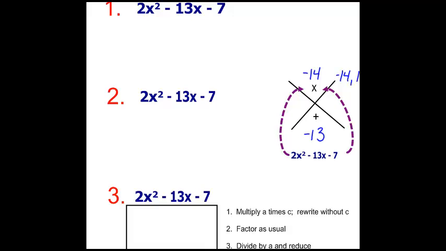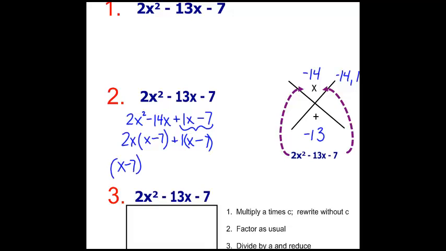I'm going to rewrite this as 2x squared minus 14x plus 1x minus 7. And when I factor out the 2x, I'm left with x minus 7. And this is also coincidentally just x minus 7 times a 1, right? So I can factor out my x minus 7 out of both terms. Those are my twin factors. And what's left is 2x plus 1.